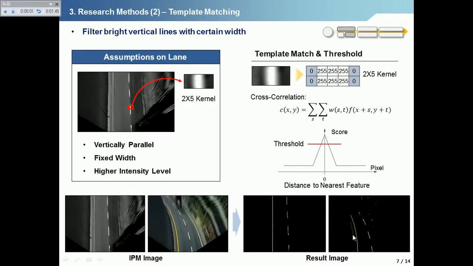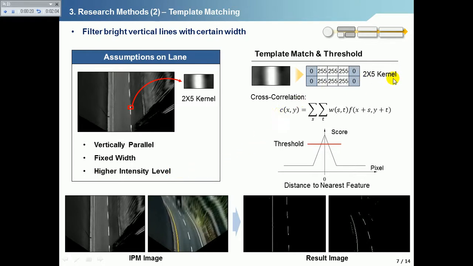From this finalized image, we want only the lane information. For this process, we use assumptions on lanes: lanes are vertically parallel, lanes have fixed width, and they have a higher intensity level than other areas.